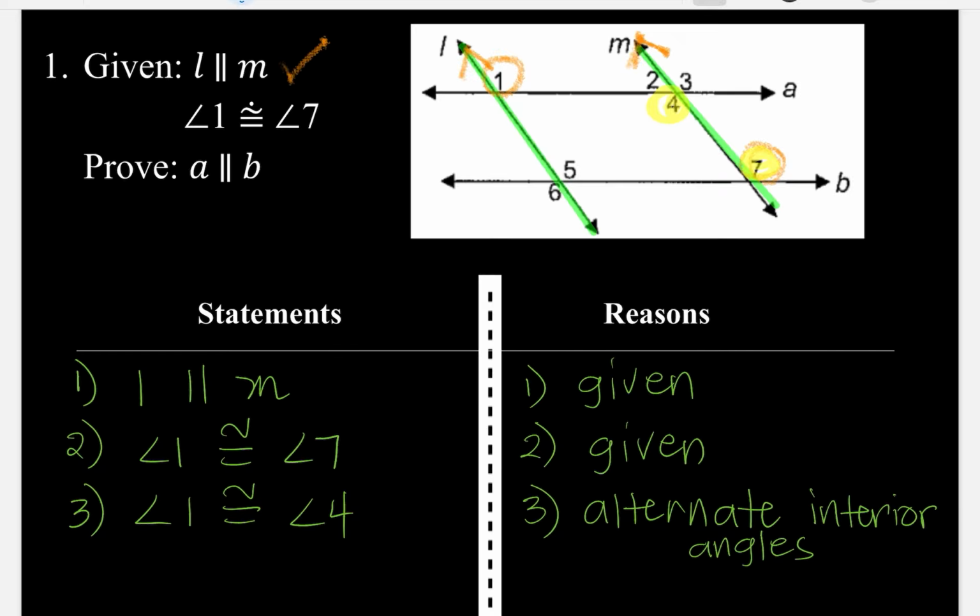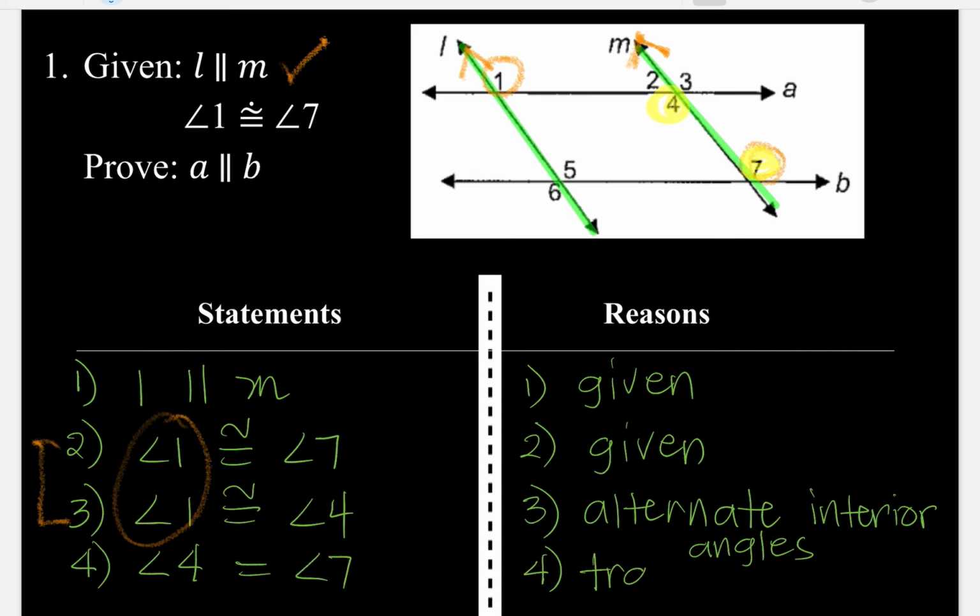Now, if we go back to statements 2 and 3, there is an angle that's common, and that is angle 1. So since angle 1 is common, therefore in number 4, we can say angle 4 is congruent to angle 7. And this is using the concept of transitive property.